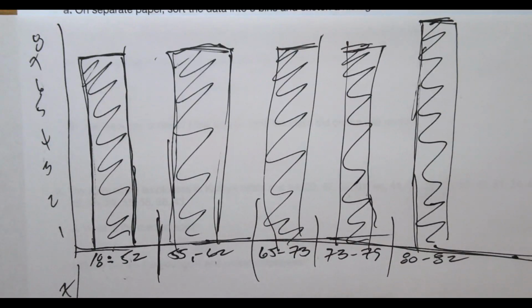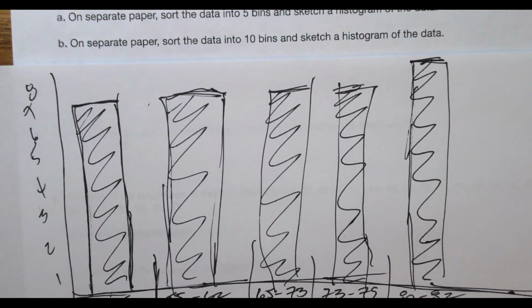Okay, so now let's look at what the next question is. It says, on a separate piece of paper, sort the data into 10 bins and sketch a histogram of the data.